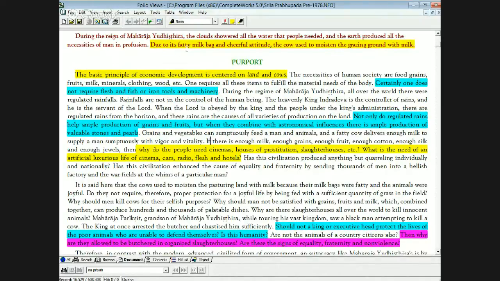So Prabhupada is saying that due to the fatty milk bag and the cheerful attitude, the cows used to moisten the grazing ground with milk.